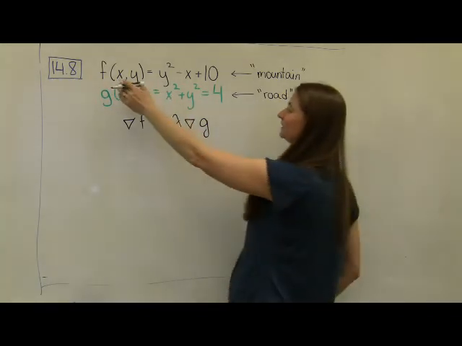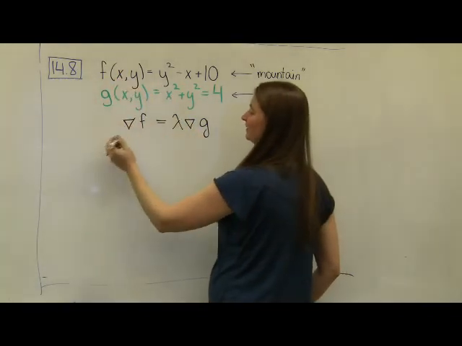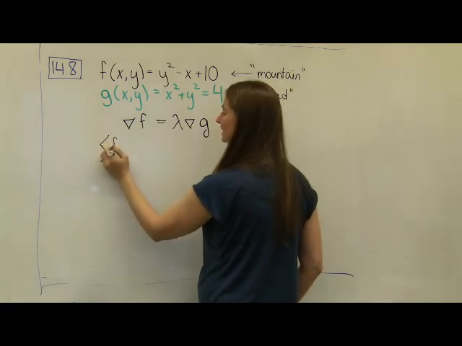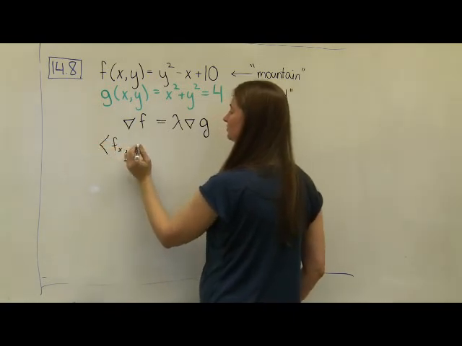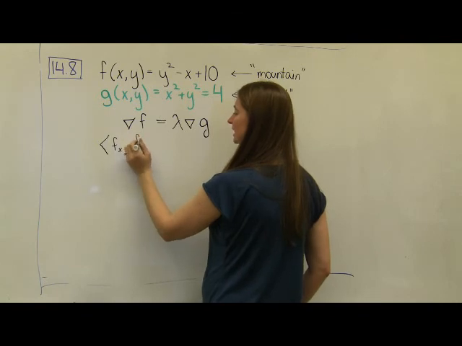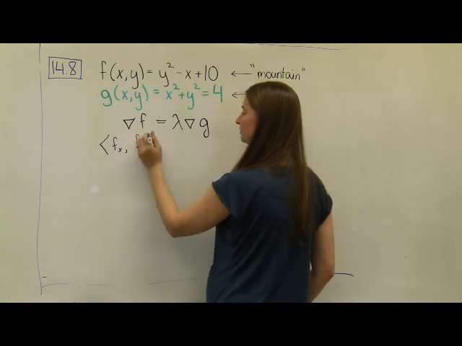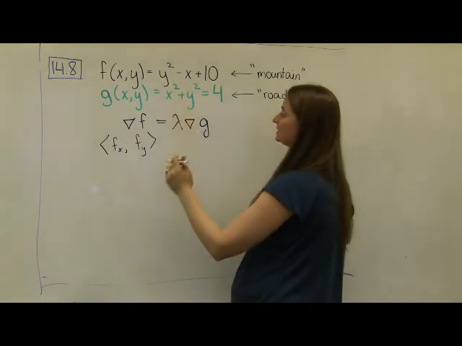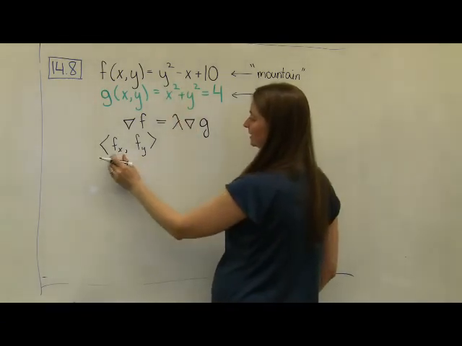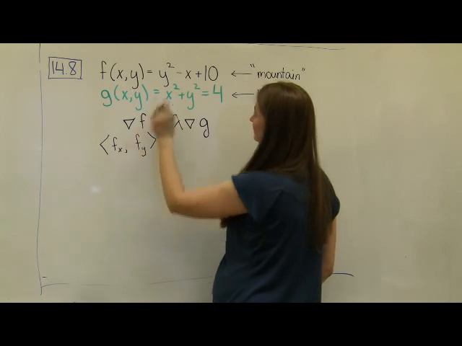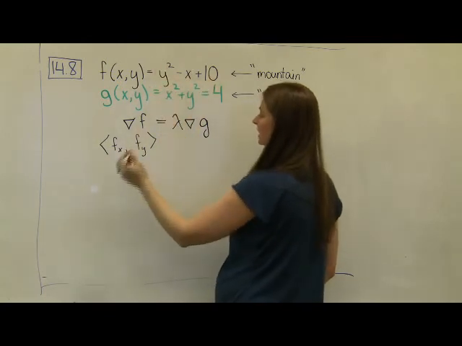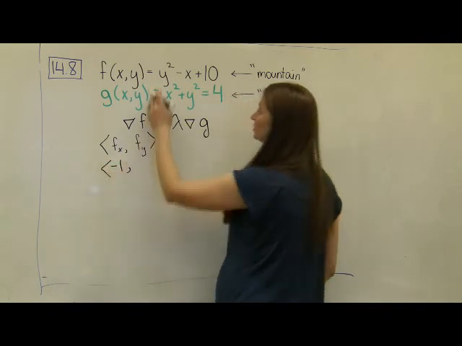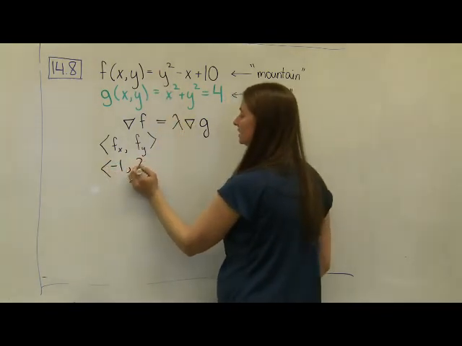So first, let's recall, what is the gradient of f? The gradient of f is the partial derivative of f with respect to x in the first component of my vector function, and the partial derivative of f with respect to y in my second component. And so in this case, I find that the partial with respect to x is going to be the derivative with respect to x, which is just -1. And the derivative with respect to y is just going to be 2y.